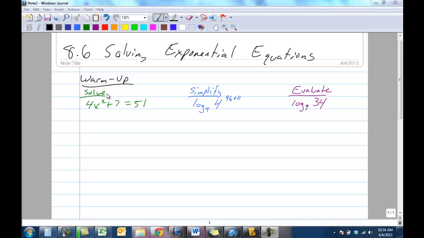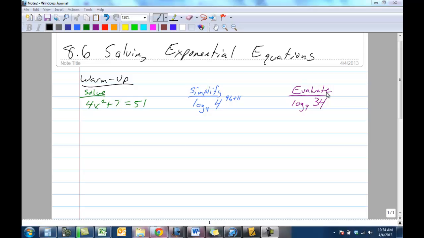All right, so the first day of 8.6 is solving exponential equations. Start off with a quick warm-up here. I got 3 problems for you here. Go ahead and press pause, write them down, give each one a shot. I want you to solve this first equation. I want you to simplify this second expression. And I want you to evaluate this third expression. Go ahead and press pause and hook it up.